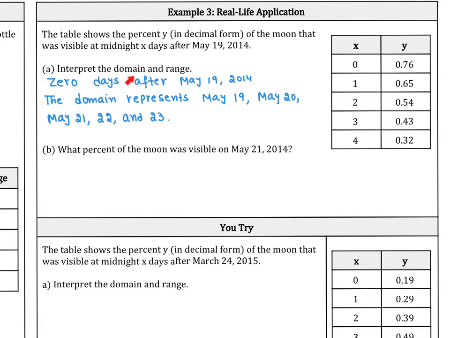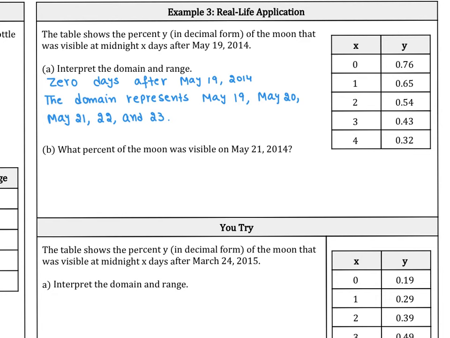So, what is the domain? 0 days after May 19, 2014. The domain represents May 19, 20, 21, 22, and 23. So these are the domain values, or x values, and they are representing the dates. What percent of the moon was visible on May 21, 2014? May 21, 2014, when the x value was 2.